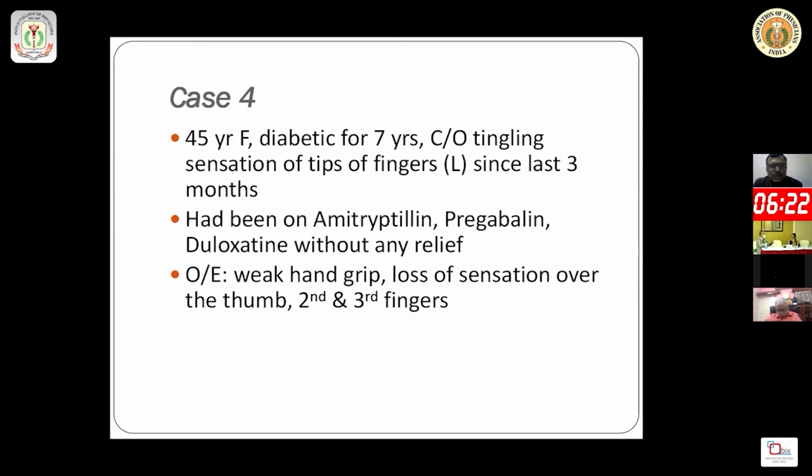The fourth case: a 45-year-old female diabetic for 7 years complaining of a tingling sensation in the tips of the fingers, on amitriptyline, pregabalin, duloxetine without any relief, and having weakness of hand grip and loss of sensation over the thumb, second and third fingers. I'm sure everybody will diagnose this as a case of carpal tunnel syndrome, and this is actually so.